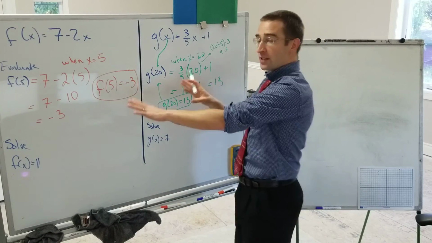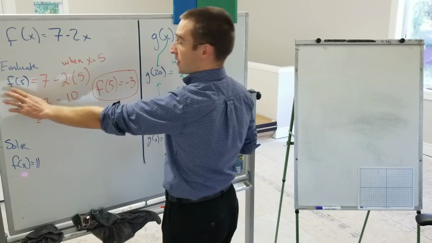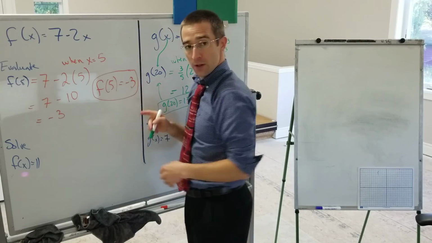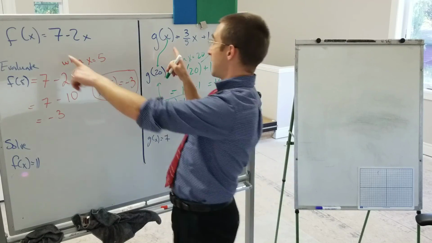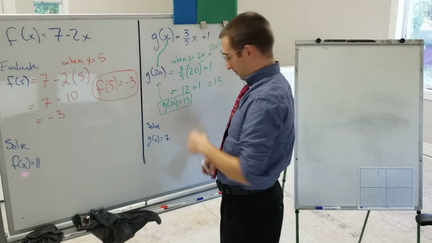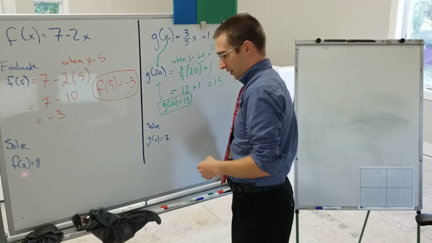So both of these are evaluating. Notice it's f parenthesis number, f of number, g of number. The x has been replaced by a number, so you replace the x with a number. Let's move to the next part now.